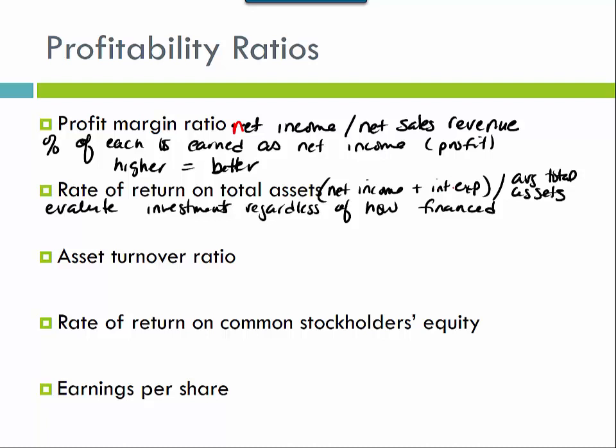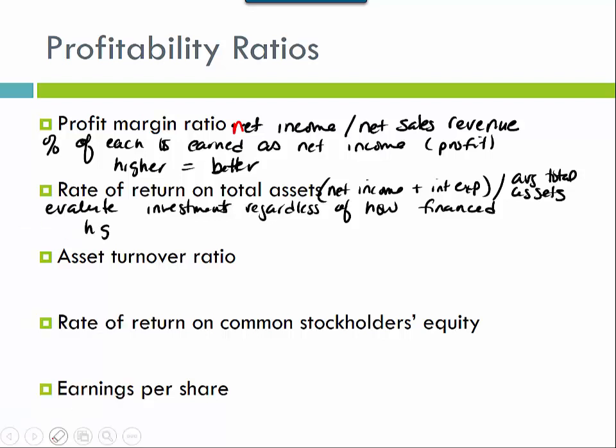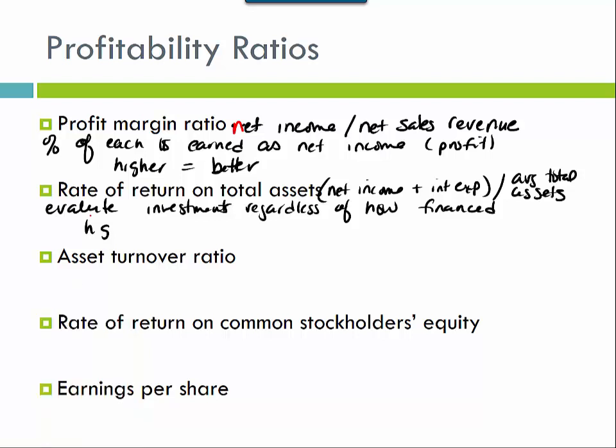So the fact that we add back in the interest expense is how we evaluate that asset, because how you finance it will change things. So we add that back in to remove that element of how it was financed, and so we're just evaluating the asset on its own merit. Just like the other one, higher is better.